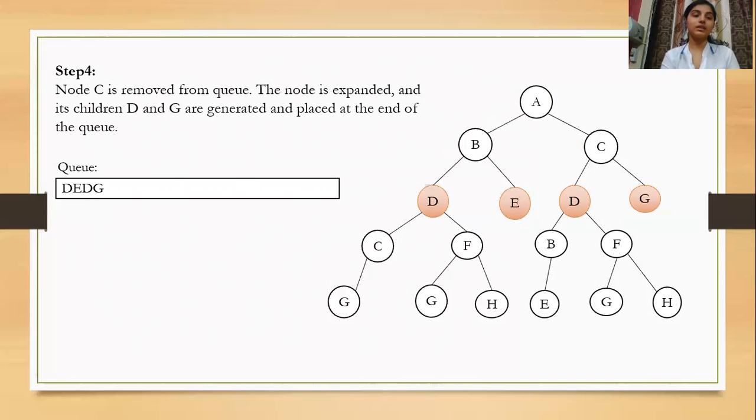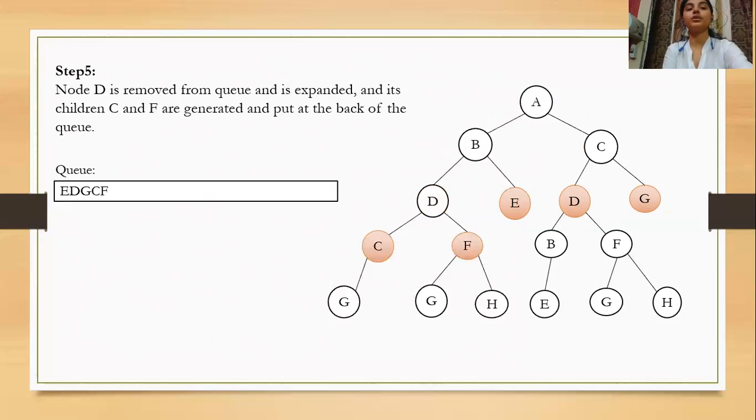Now D is the first data in the queue. We will see if D is our goal node or not. No, D is not our goal node. We have to find G. So we will remove D from the queue and expand it. We can see that C and F are the children of D. So we are going to add C and F at the back of the queue.